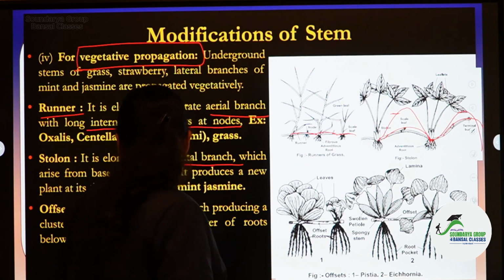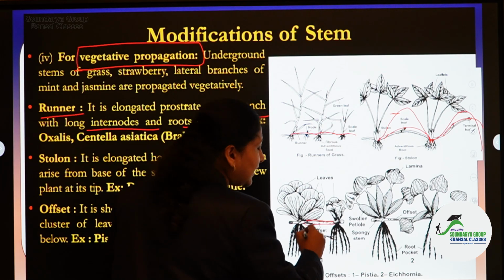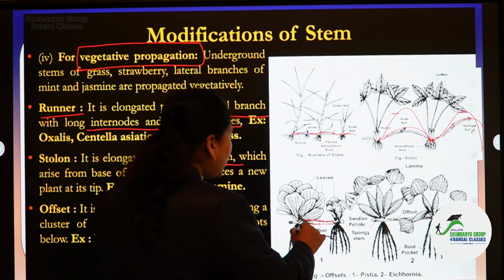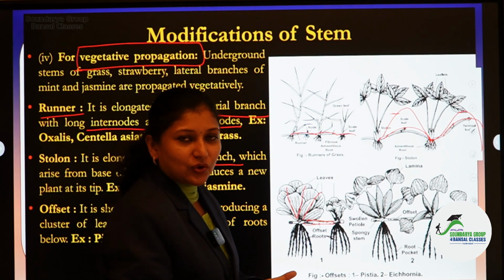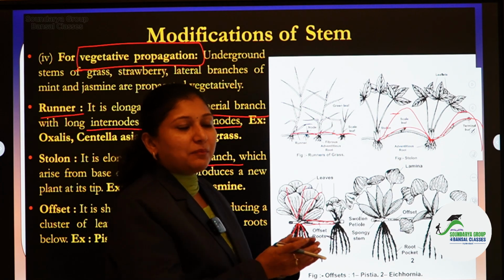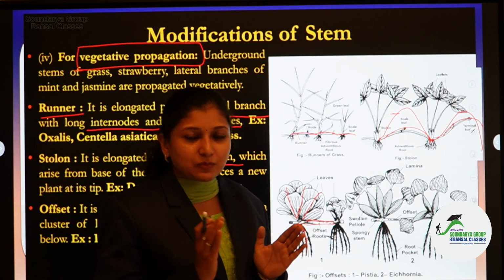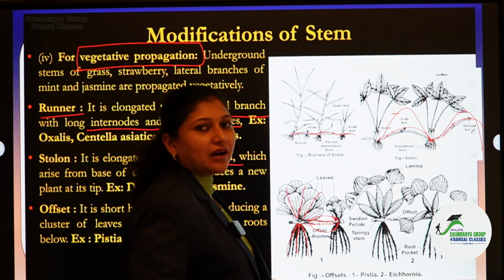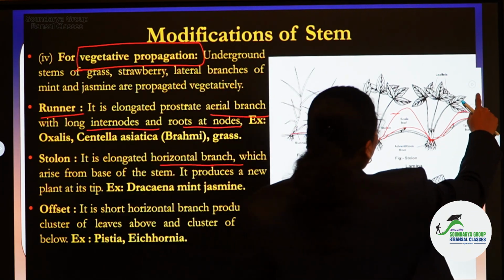Next one is offset. Runner, stolon, offset. Offset you can see mostly in aquatic plants like Pistia and Eichhornia, where leaves develop from one node and a bunch of roots comes out of it. One branch runs parallel again, but here the internode distance is very short compared to a runner. Again you get a tuft of leaves and a bunch of roots from that.